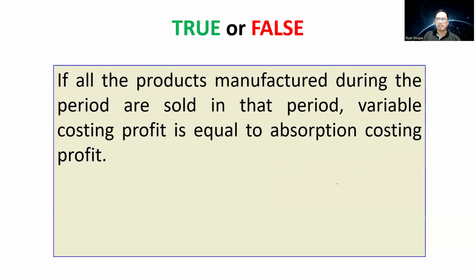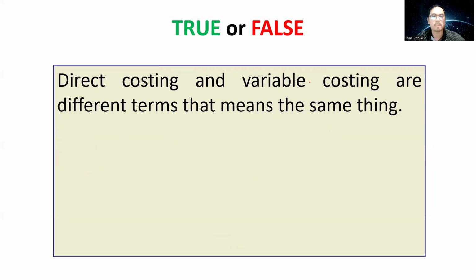So another question. What if all the products manufactured during the period are sold in that period? So variable costing profit is equal to absorption costing profit. The answer is true. We have just mentioned in the previous item. All right, so let's move to the next.